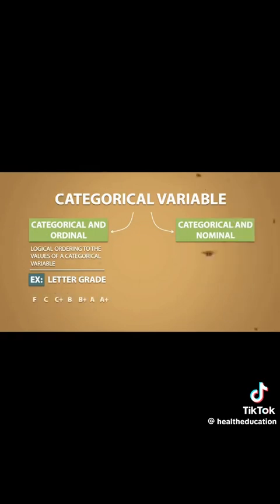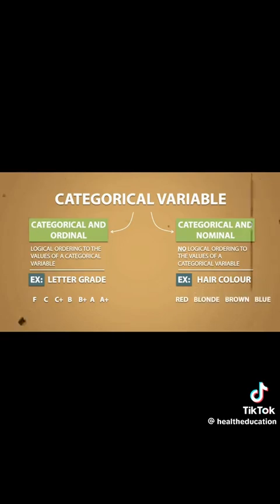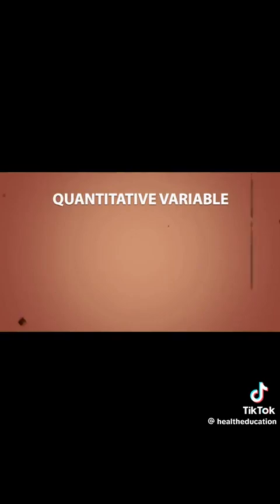Now, something is said to be categorical and nominal if there is no logical ordering to the values of a categorical variable. An example of this would be hair color. Depending on our sample, we could have people with red hair, blonde hair, brown hair, or even blue hair. Although we can arrange these values in alphabetical order, there is no logical ordering with respect to the actual values themselves. There are also two types of quantitative variables.